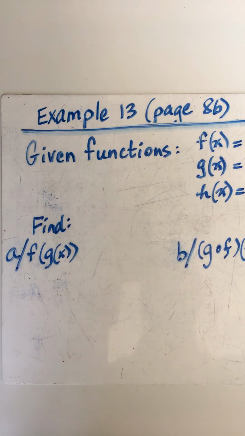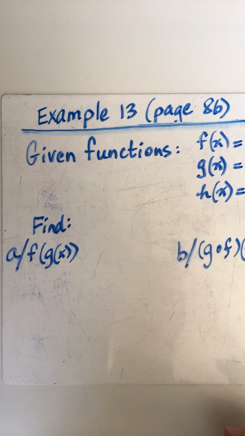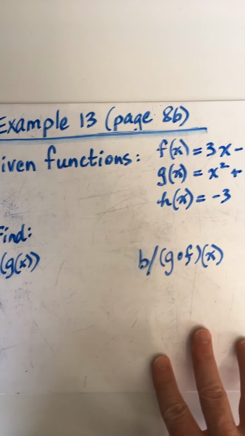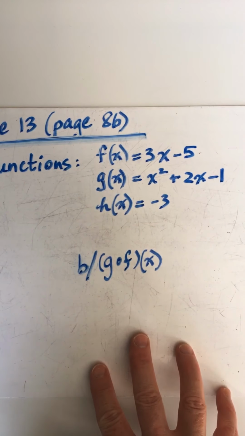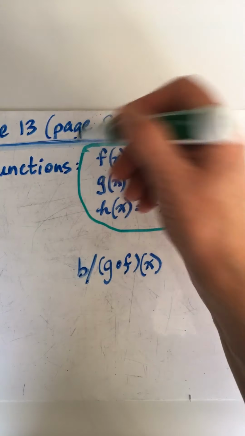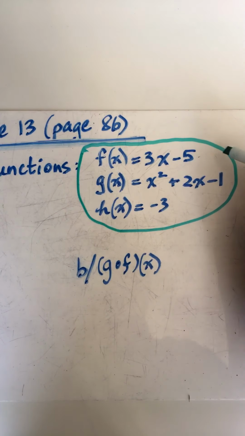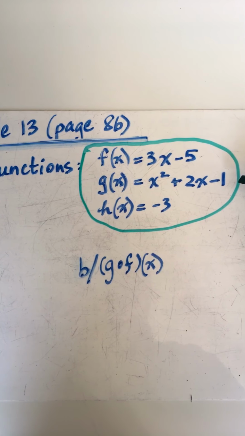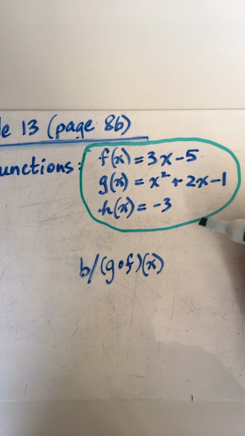Okay, hello class. We are doing example 13 from page 86 in your textbook, and we're dealing with composite functions. So we're dealing with more than one function at once working together. Here are the three functions that are defined in the question. f of x is equal to 3x minus 5, g of x is equal to x squared plus 2x subtract 1, and h of x is equal to negative 3.